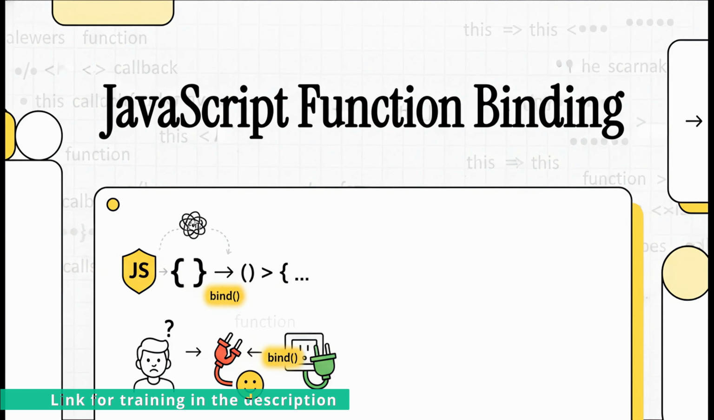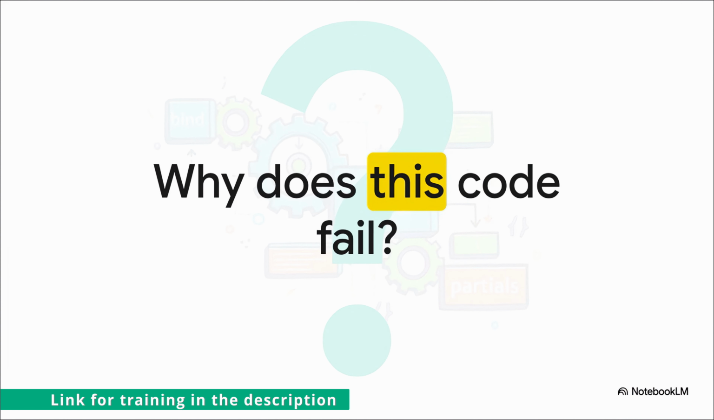Hey everyone, today we're going to tackle a classic JavaScript headache, one that every single developer runs into: the mystery of the lost this. Yeah, if you've ever passed a method as a callback and then watched it just break, you know exactly what I'm talking about. Okay, let's just jump right into the scene of the crime.